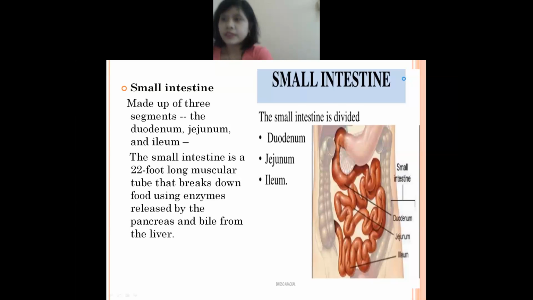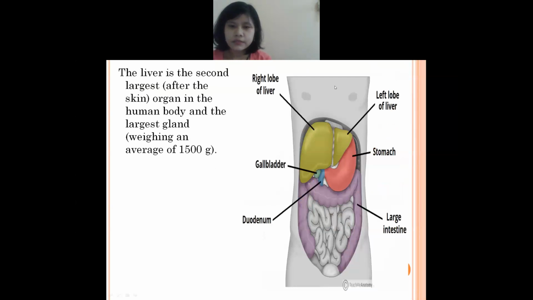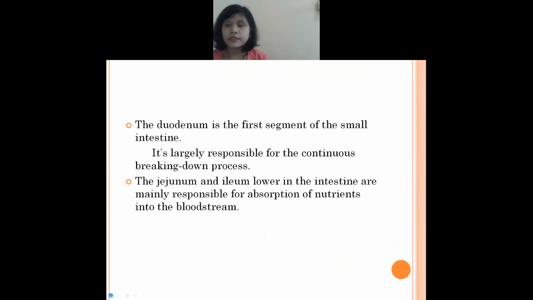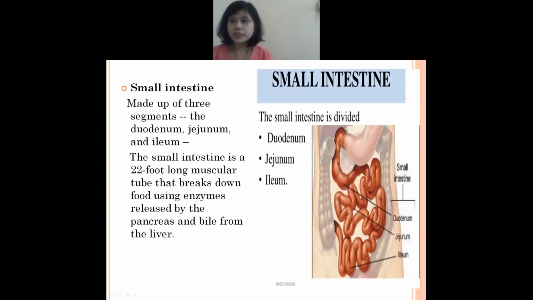Understand? Did you understand? The first one, in the duodenum, the food particles will break down into smaller pieces. And in the jejunum and the ileum, they will absorb all the nutrients which are coming from the duodenum, and it will go into the bloodstream.